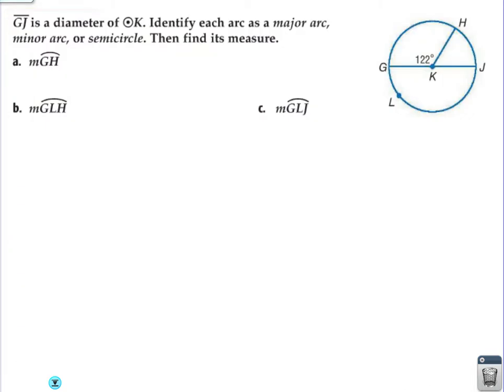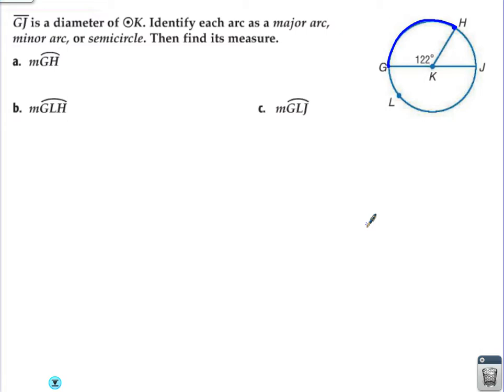Let's work some problems. It says GJ is a diameter, that's important, of circle K. Identify each arc as major, minor, or a semicircle, then find its measure. Riley, GH. Look, it's only got 2 letters. So is that going to be a major or a minor arc, Riley? GH. Minor. That's minor. That's less than 180. It's less than a semicircle.